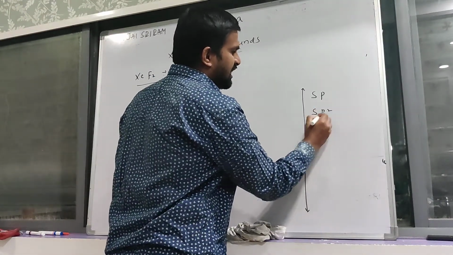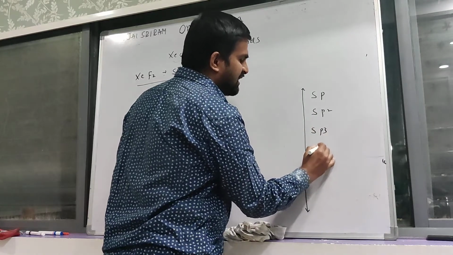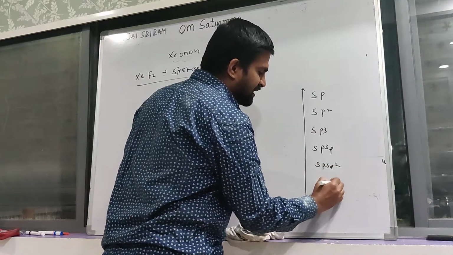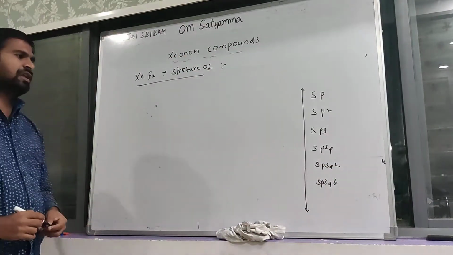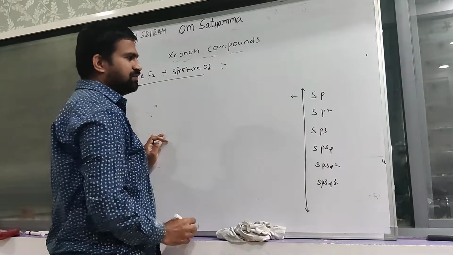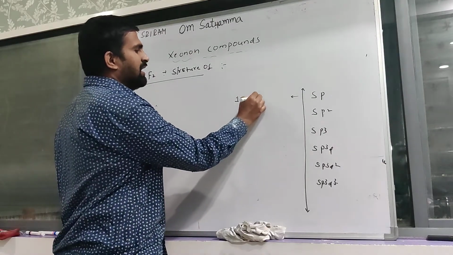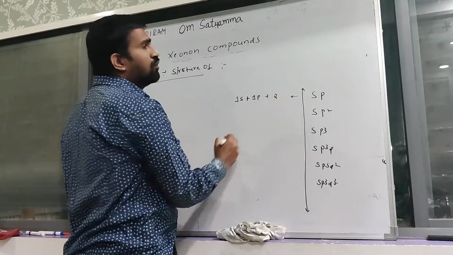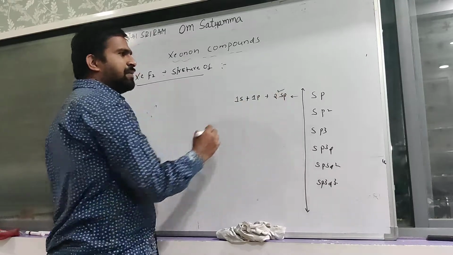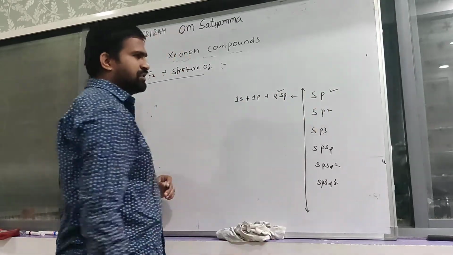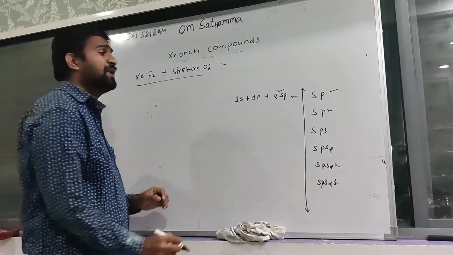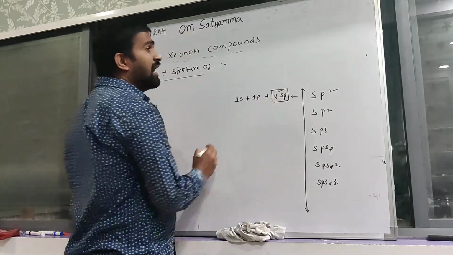sp hybridization, sp2 hybridization, sp3 hybridization, sp3d hybridization, sp3d2 hybridization, and sp3d3 hybridization are present at intermediate level. Already you know that. What is sp hybridization? One s orbital and one p orbital intermix to form two new equivalent hybrid orbitals. These new equivalent hybrid orbitals are called sp hybrid orbitals. This phenomenon is called sp hybridization. You can observe here that sp hybridization has two hybrid orbitals.